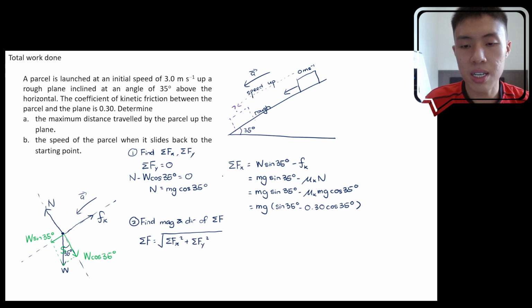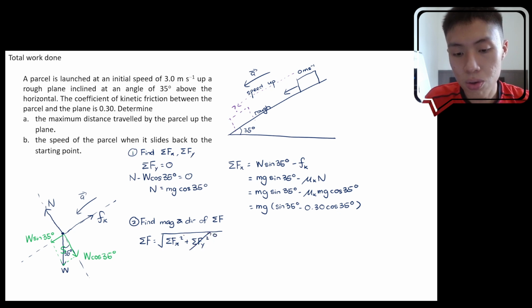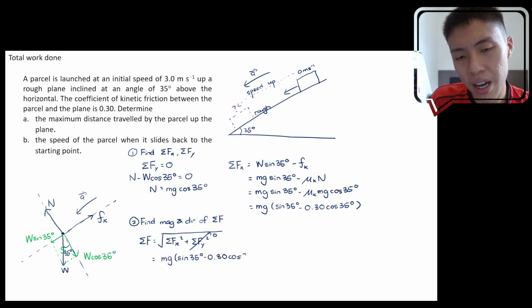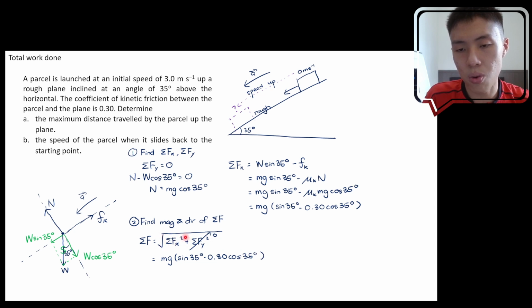And because we know that sum of fy is equal to 0, if you sub in 0 here, this term here will cancel to become 0. So you have a square and a square root left. So what you need to do is just cancel each other out. Then you are left with sum of fx. Essentially, it's just sum of fx left. So it's mg sine 35 minus 0.30 cos 35. Okay, I will not be writing the square and the square root anymore because I know that the y cancels out, then the square root and the square will cancel out.